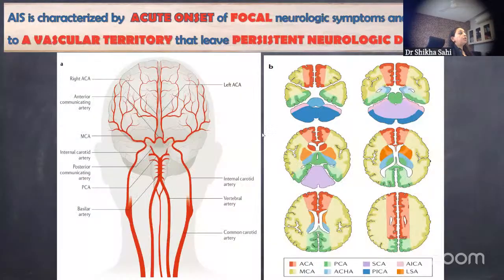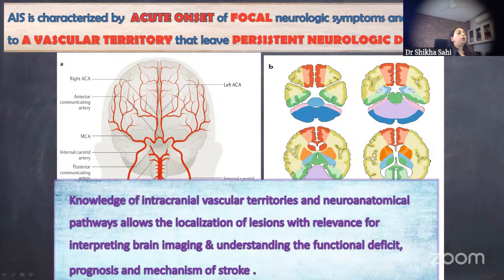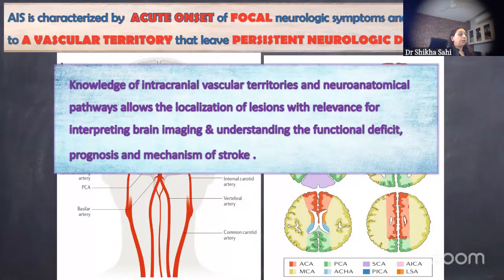Clinically, it is an acute onset of focal neurological symptoms and signs which are confined to a particular vascular territory. And compared to TIA, there is a persistent neurological deficit. Once we are aware of the vascular territories, which regions they supply, and their clinical features, we can apply this knowledge in localization of the lesions clinically and interpreting the brain imaging, and understanding what functional deficit and complications the patient will have, prognostication of the patient, and also understanding the mechanism of stroke in the patient.